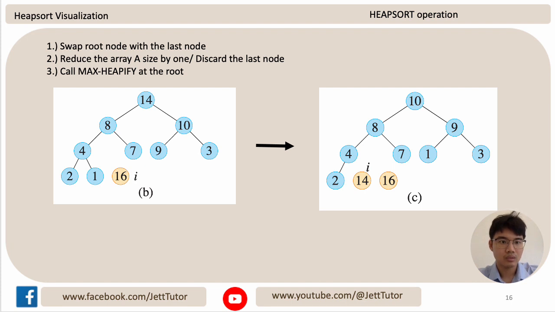Then again, we swap the root node value with the last node, which is 1 to be 14. Then we call max heapify at the root node. Then the result is on the right. This is the new heapified structure.